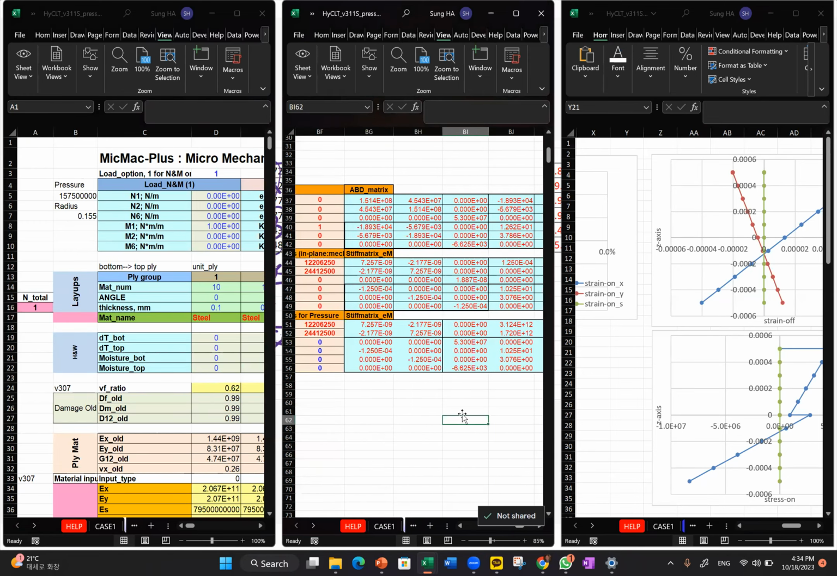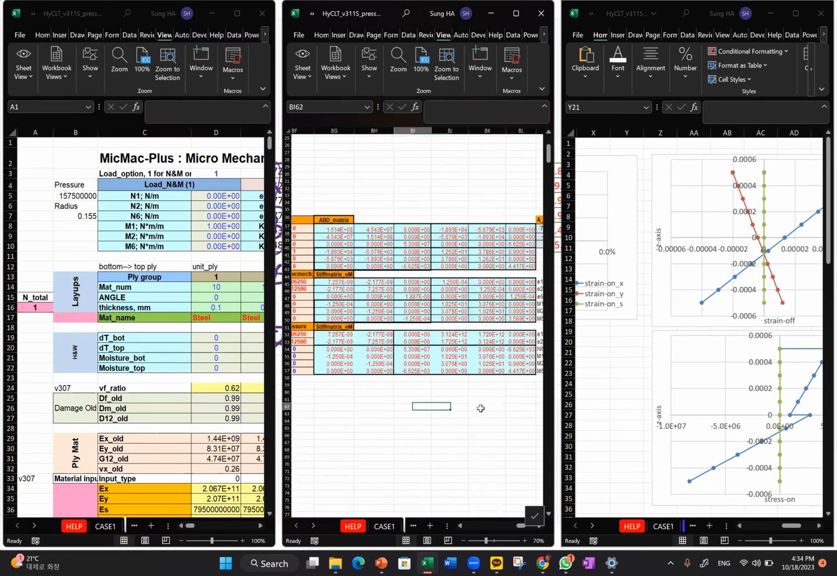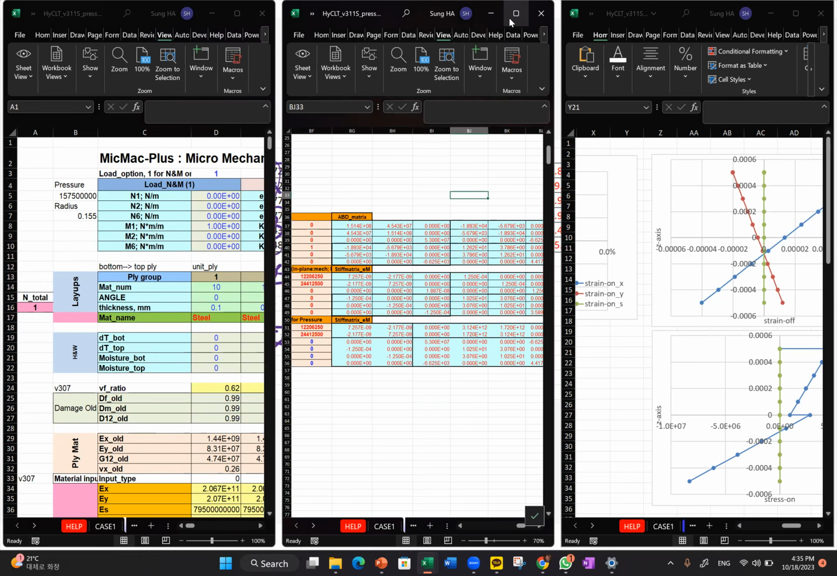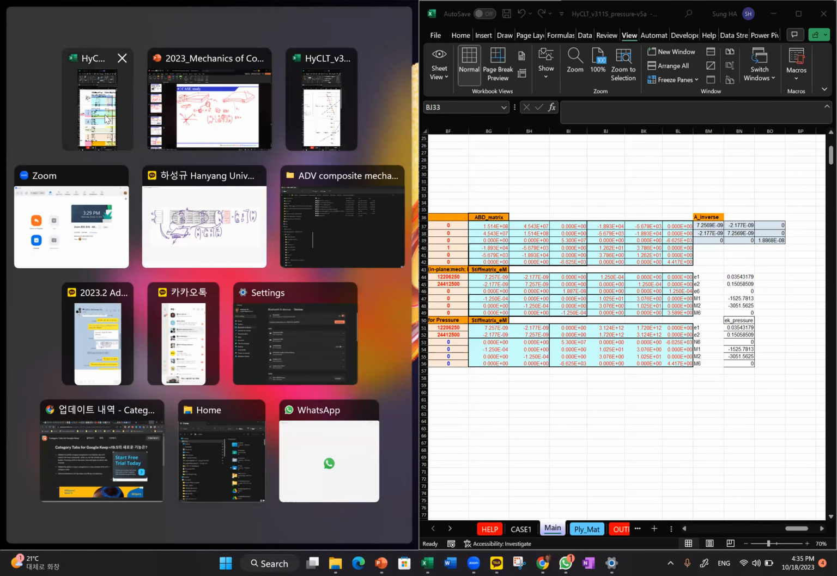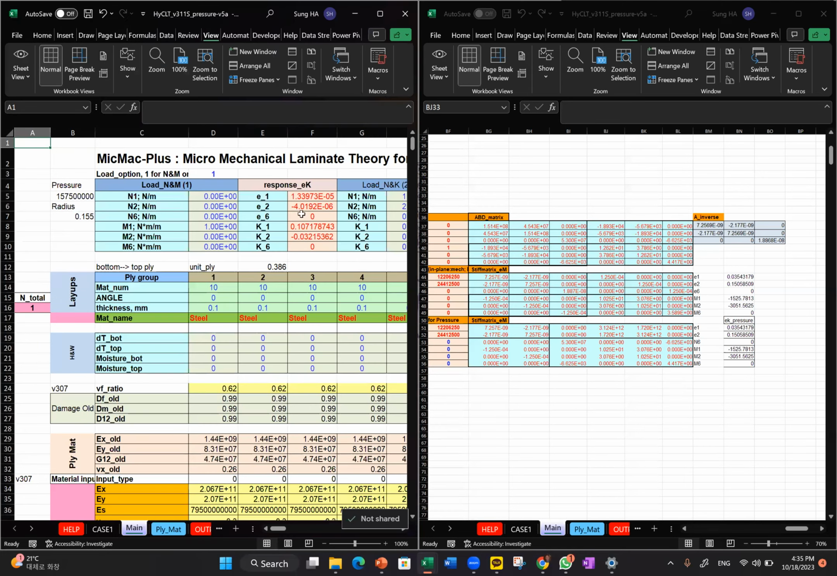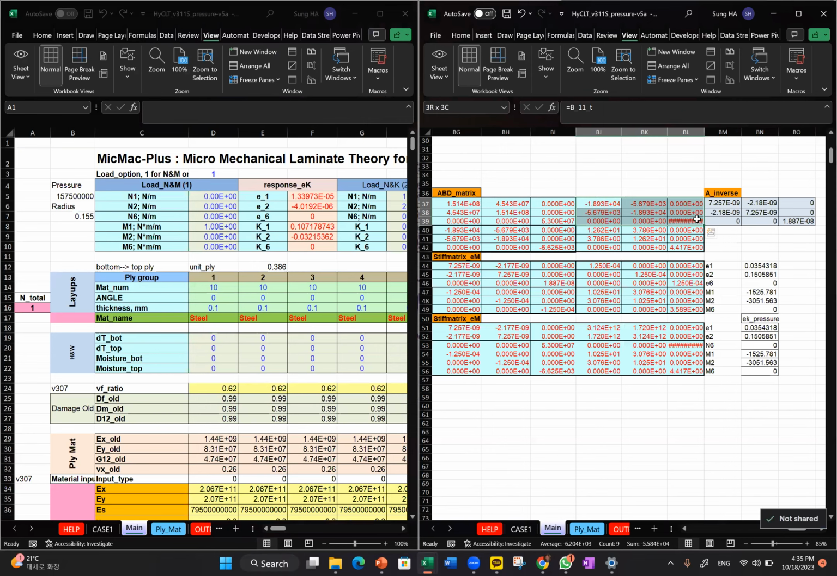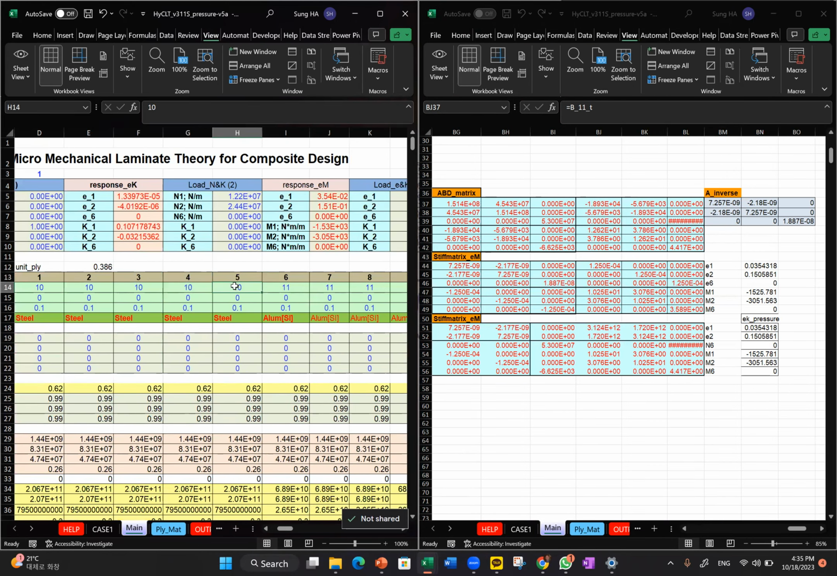I'd like to show you this. Please pay attention here. We have a non-zero B matrix. Some terms are non-zero, right? Why? Because this one is unsymmetric. 10, 10, 10 means steel. But if we change it to all steel, let's see what will happen.